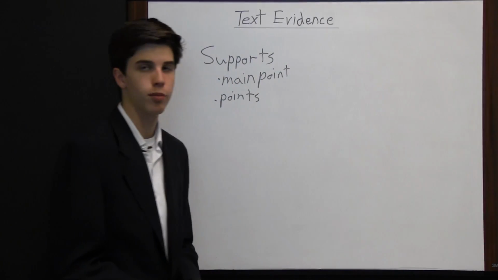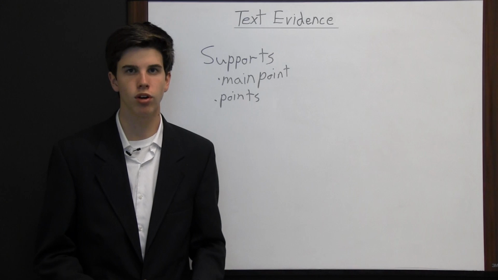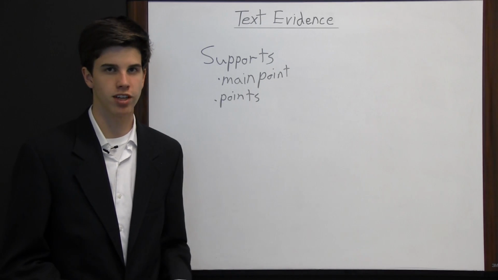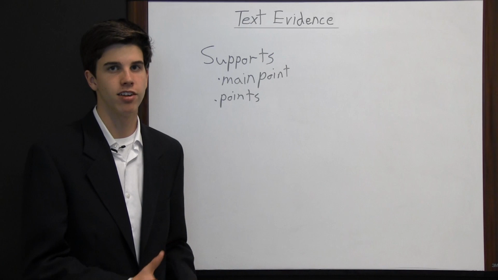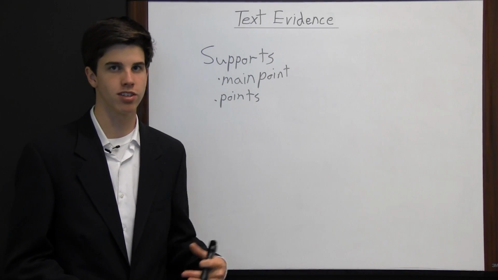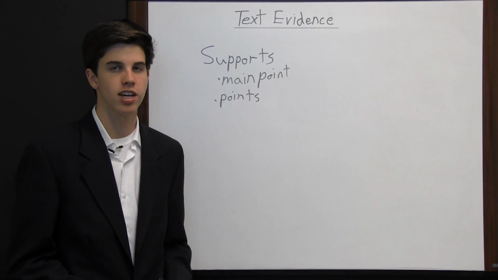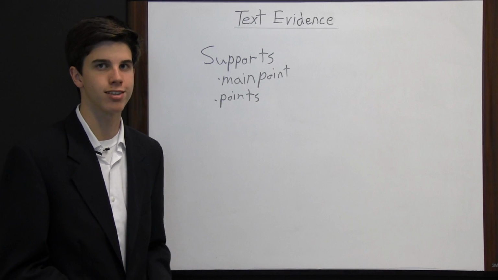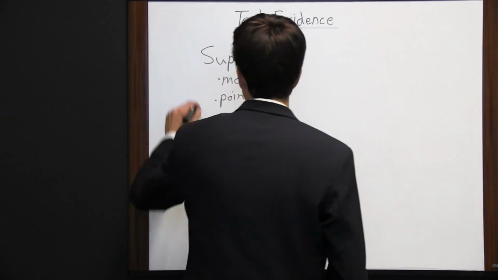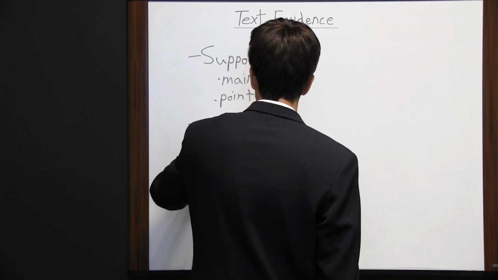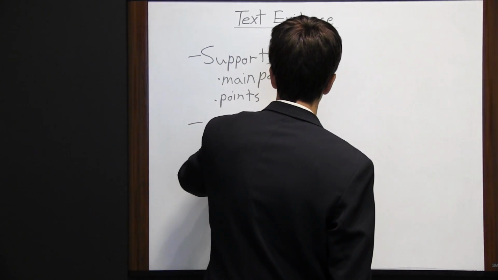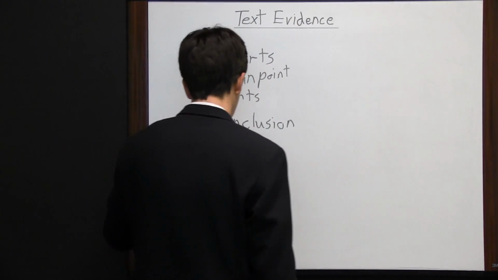Anytime an author makes a claim about something, it's important that they have text evidence, because when they just make a claim, it's not very credible. So they add text evidence to back up that claim, maybe give a statistic or tell something else to back up the main point or points throughout the story. And text evidence also helps the reader draw a conclusion, or it leads to the conclusion throughout the story.